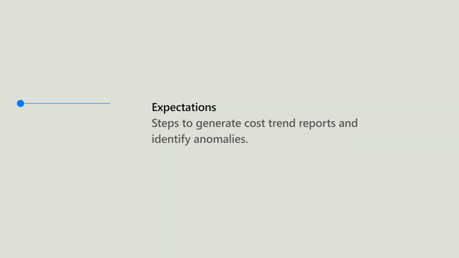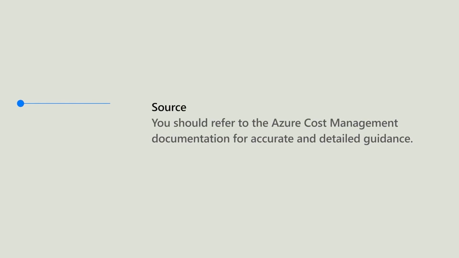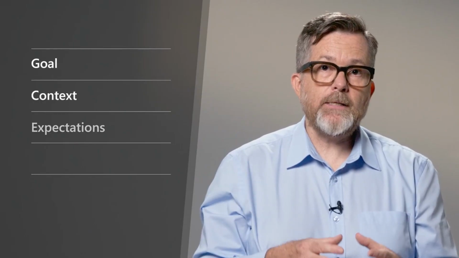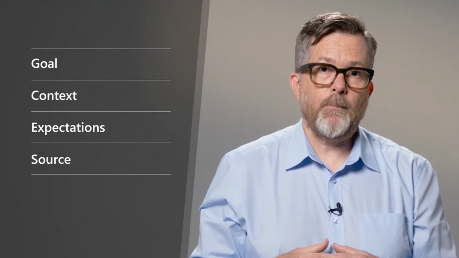Then come your expectations. What do you hope to find? Steps to generate cost trend reports and identify anomalies. And finally, the source. Where can you find this information? You should refer to the Azure Cost Management documentation for accurate and detailed guidance. Using the goal, context, expectations, and source, you can construct the following example prompt.